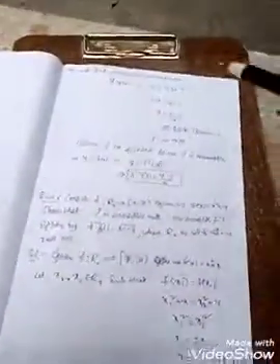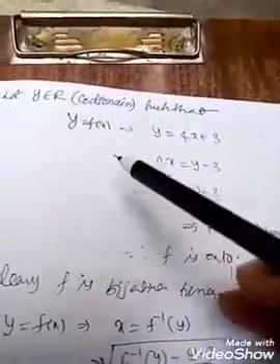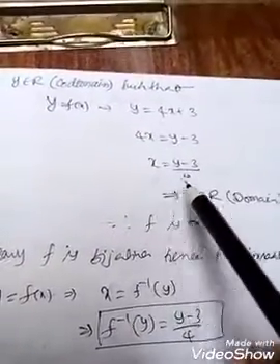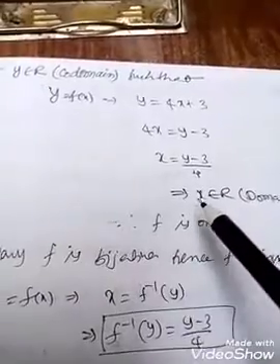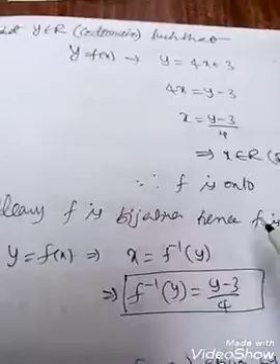Further, to prove that it is onto, take y belongs to codomain such that y is equal to f of x. Now y is equal to f of x means y is equal to 4x plus 3, 4x is equal to y minus 3, x is equal to (y minus 3) by 4. Now it is defined for all y, because the denominator is not 0. Therefore ultimately x belongs to R.